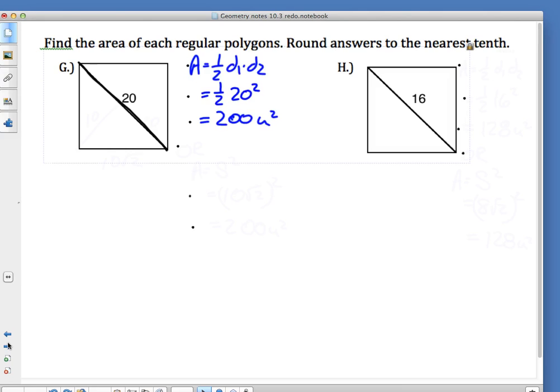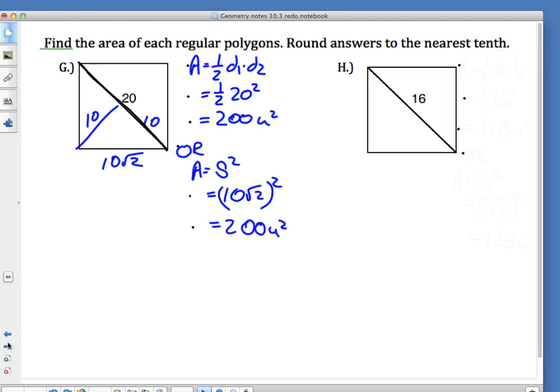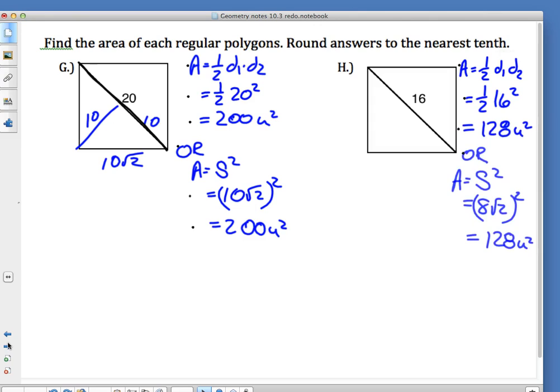Now, I also have, bless you, 10 to the square root of 2, and I could do it this way, and it'd still be 200. I don't care which one you do. It's your choice. Make sure you do the second one if you haven't done it. Should be 128 looking at it. 16 times 16 is 256 divided by 2 gives us 128. Or I could have done it the other way.